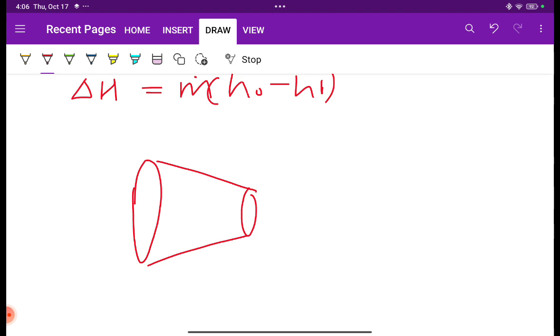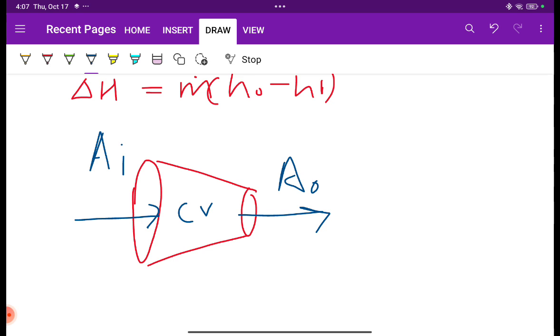In this, we assume subsonic flow, that is, the flow speed is less than that of sound. The nozzle is a converging duct, and this is our control volume. Liquid flows in from here and goes out from here. As you can see, this is the area at output and this is the area at input. The velocity at output will be C0, and the velocity at input will be Ci.